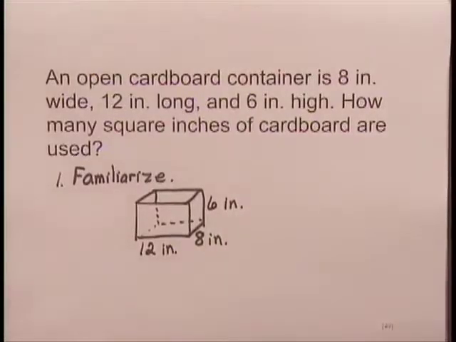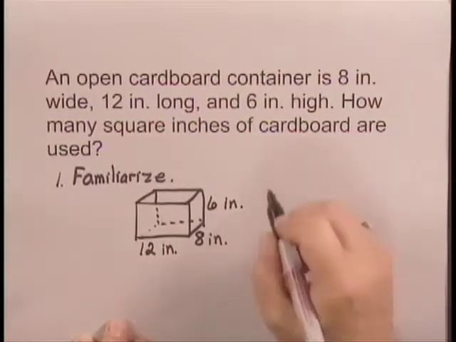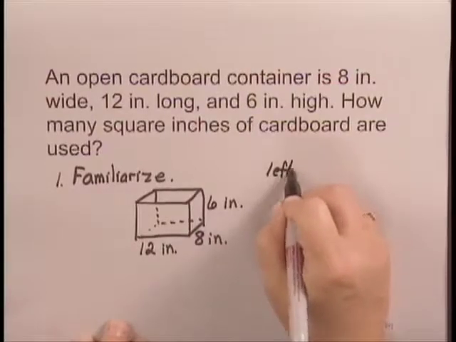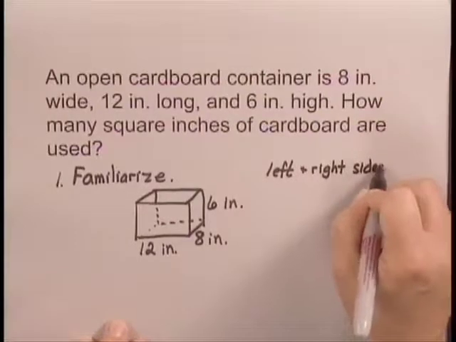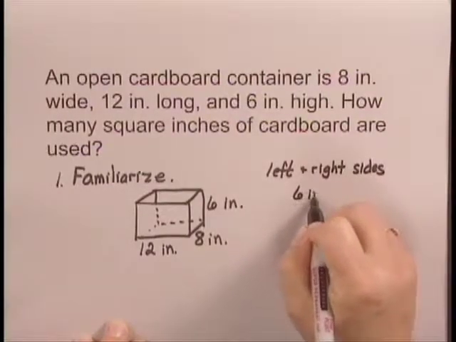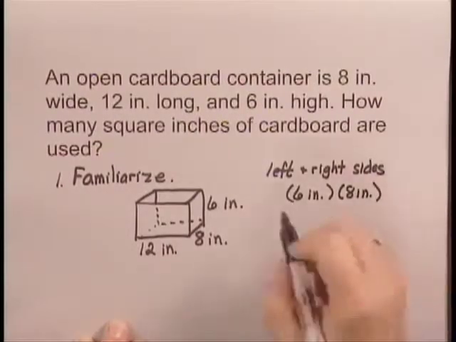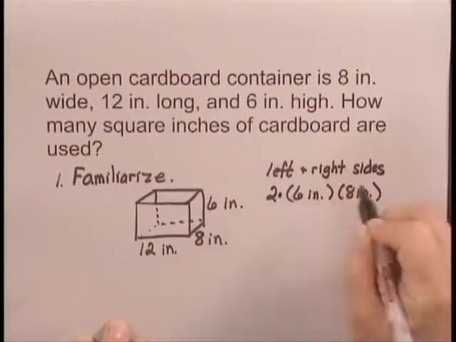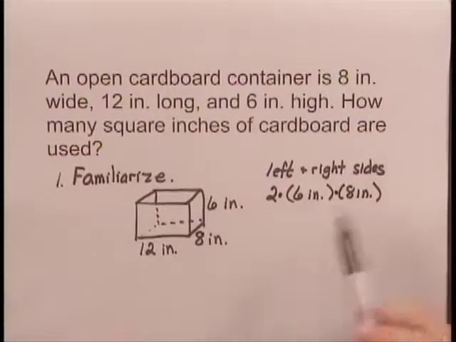Now, in order to find the number of square inches of the cardboard, we're going to have to divide the box into different sides. If we look at the left and the right side, each of those sides has an area of 8 times 6 square inches. So we have the left and the right sides. Each of those would be 6 inches times 8 inches for the area, and there are 2 of them.